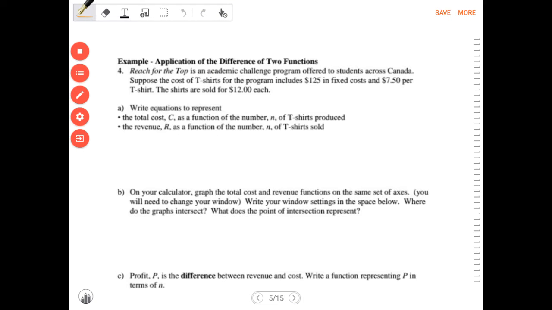Okay, example 4, the application of the difference of two functions. So, number 4, Reach for the Top is an academic challenge program offered to students across Canada. Suppose the cost of t-shirts for the program includes $125 in fixed costs and $7.50 per t-shirt.